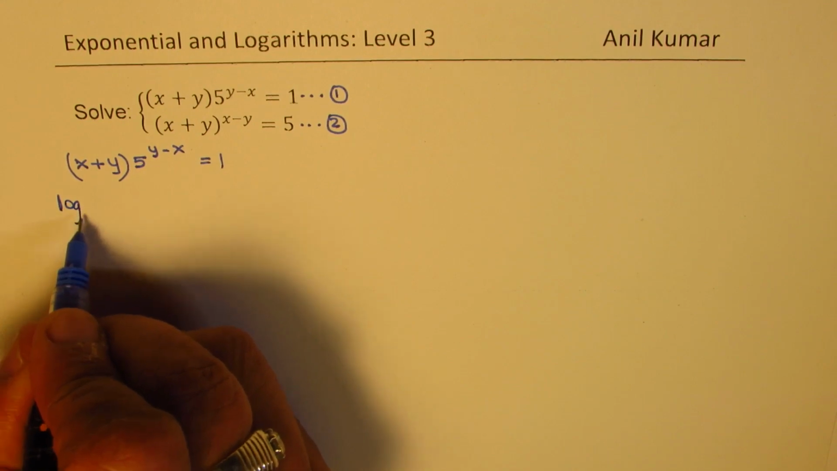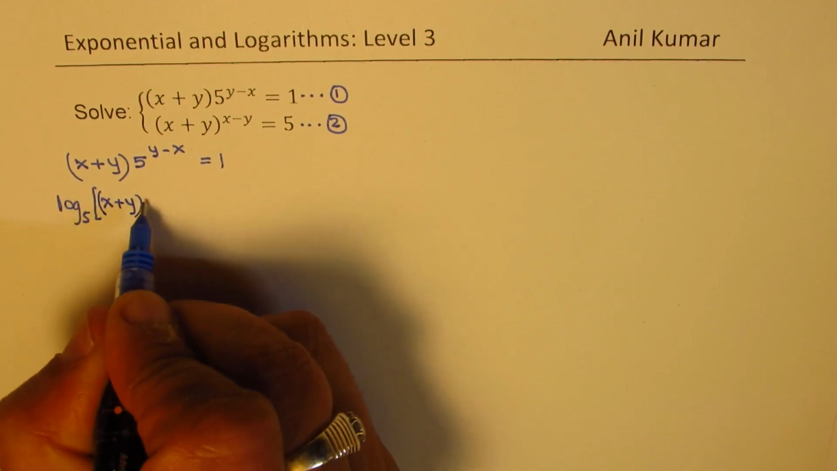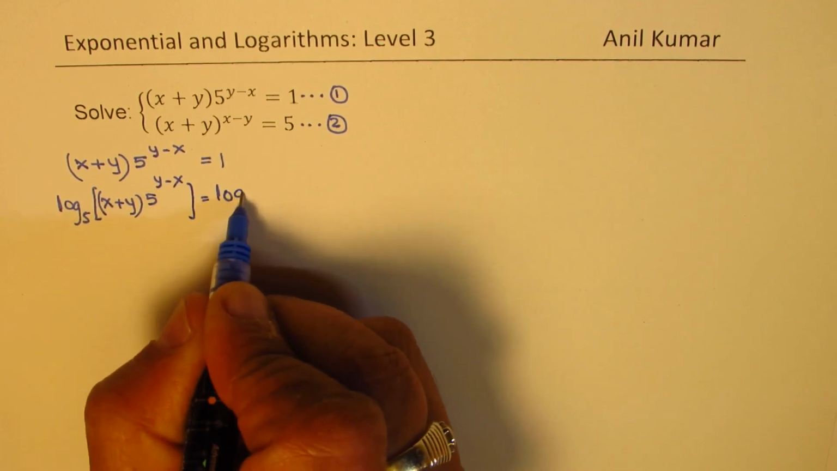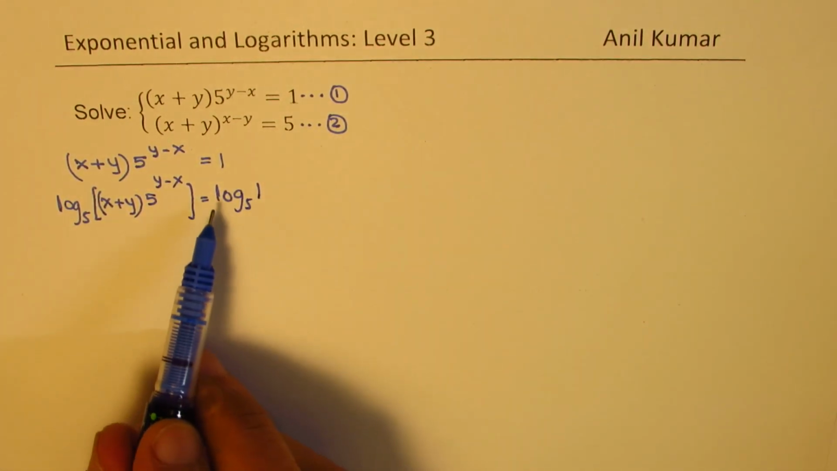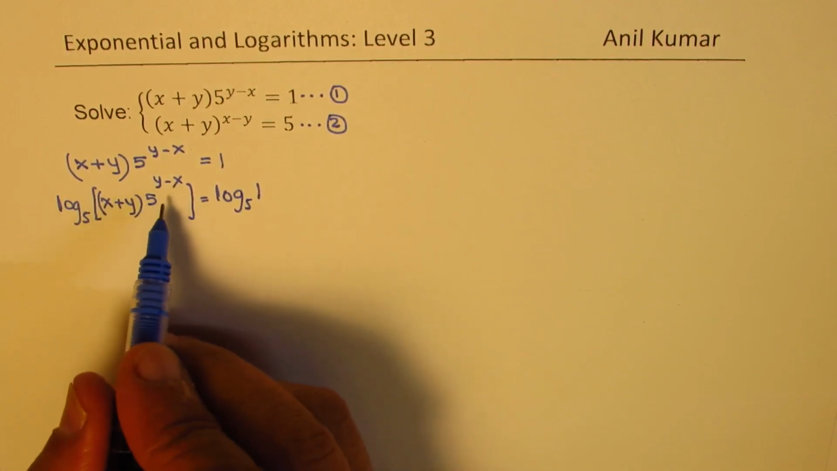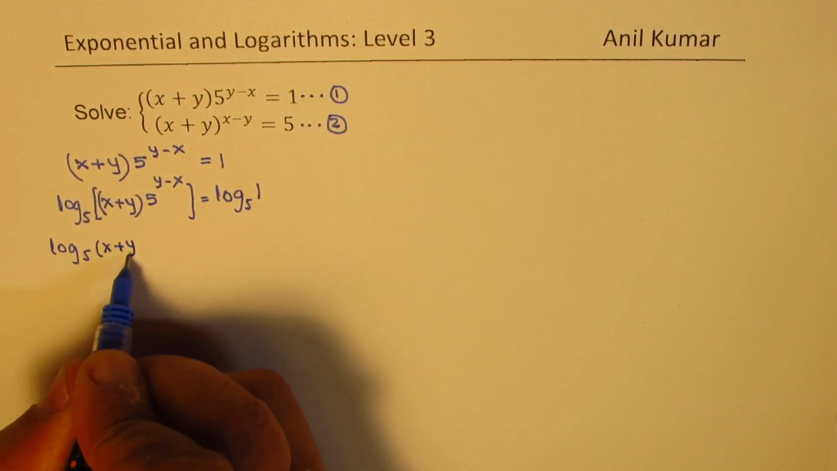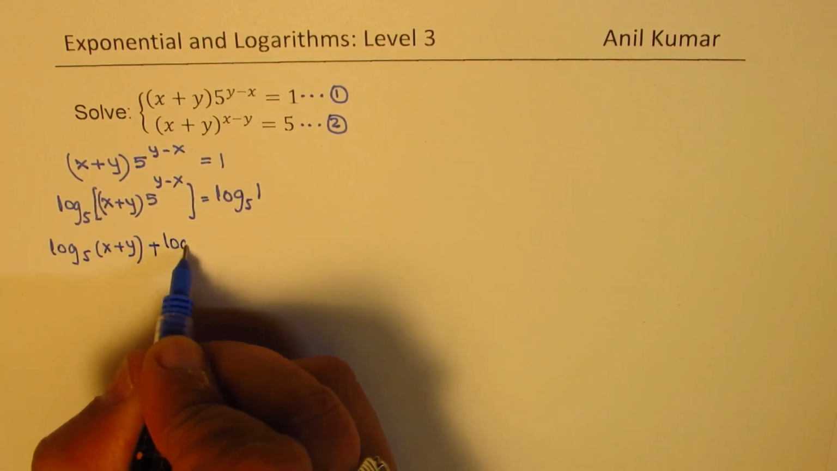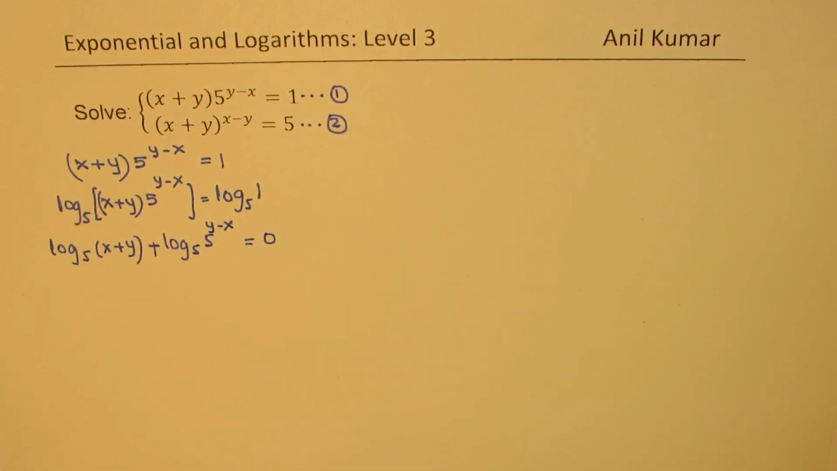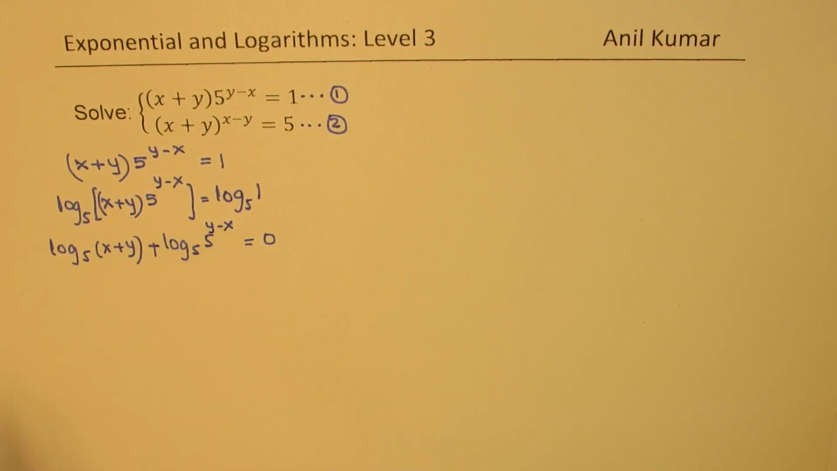So we get log to the base 5 of (x plus y) times 5 to the power of y minus x equals log to the base 5 of 1. Now log to the base 5 of 1 is 0. Here we can use the product rule, meaning you could write it as a sum. So we get log to the base 5 of (x plus y) plus log to the base 5 of 5 to the power of y minus x equals 0.